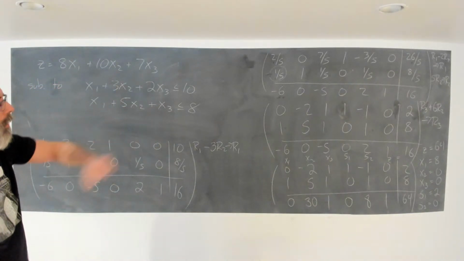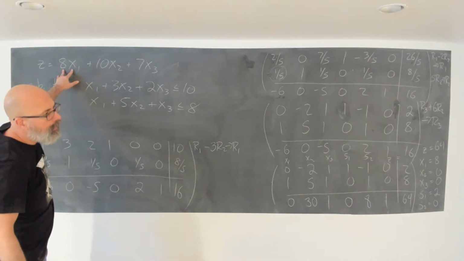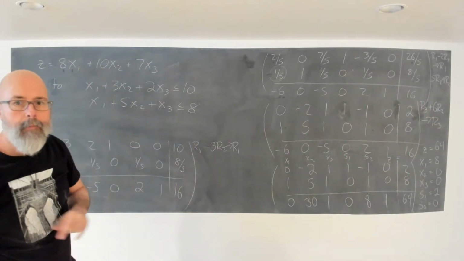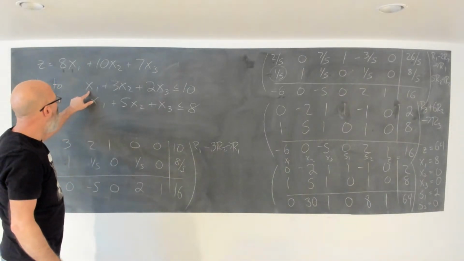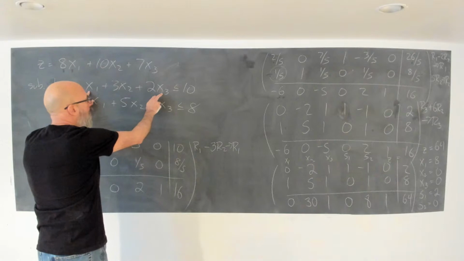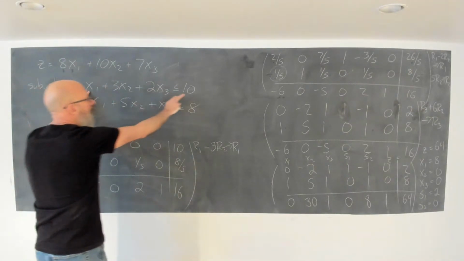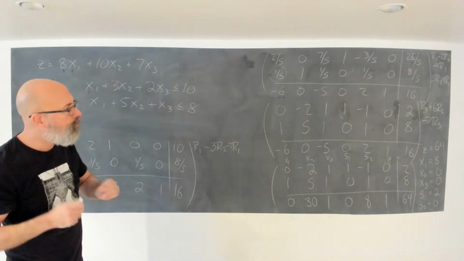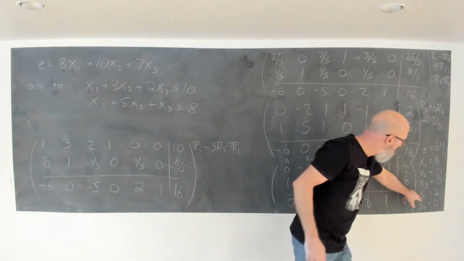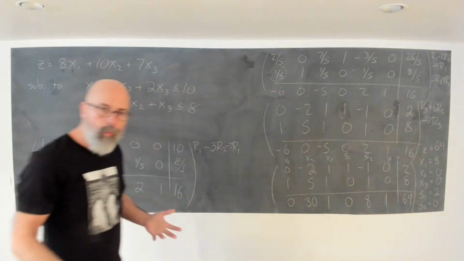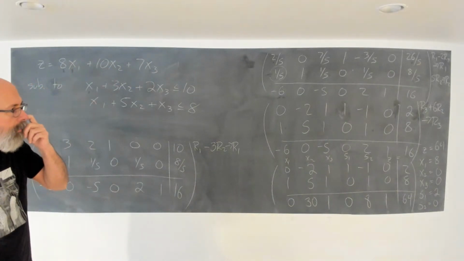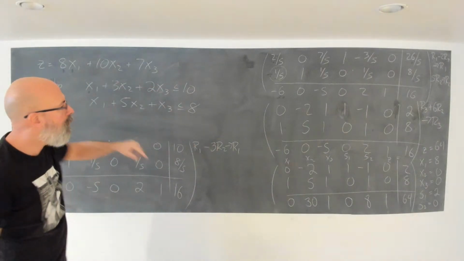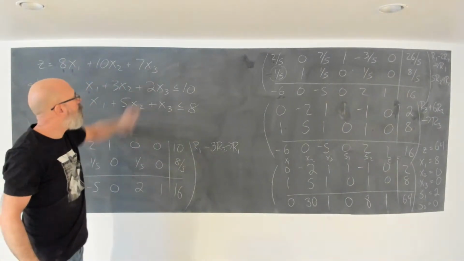Let's look at our answer here. If x1 is 8, and x2 and x3 are 0, then z is 64. So that makes sense. And if x1 is 8 and x2 and x3 are 0, you see that 8 is less than 10. And there you have the slack, right? You have a slack of 2. That's why your s1 is 2. It doesn't play a role in the actual answer, right? This is maximized. The maximum is 64 when x1 is 8, x2 is 0, and x3 is 0.